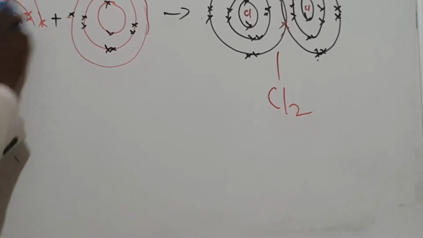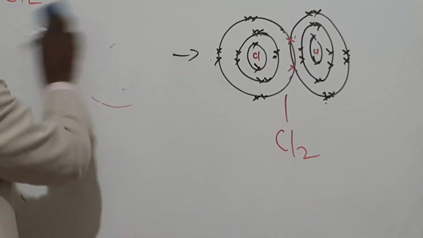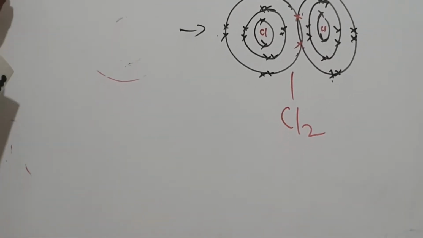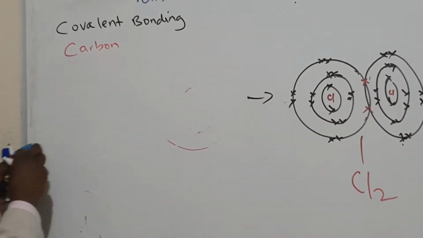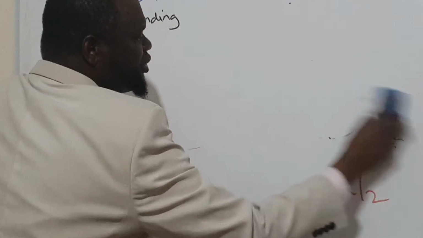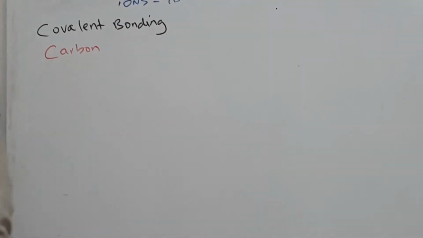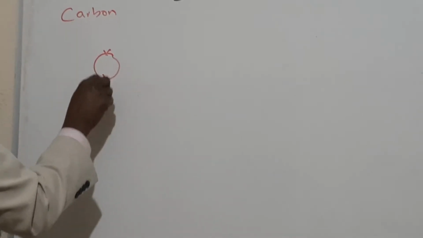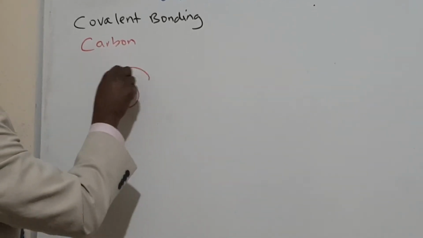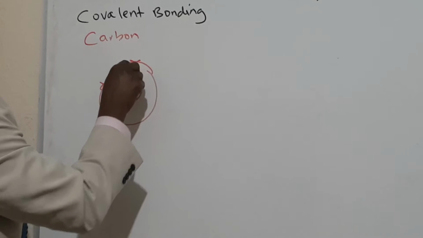Now in the case of carbon, which is 2,6. Carbon is very famous because there's a branch of chemistry called, what do you call it? Hydrocarbons. Okay? Carbon is 2 here, and 4 here, all by themselves.